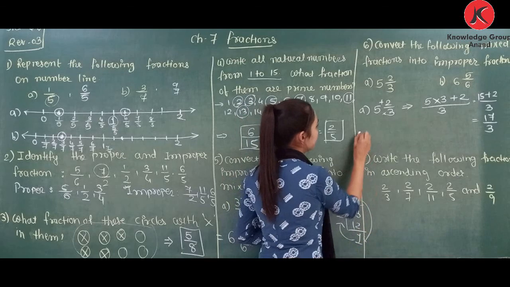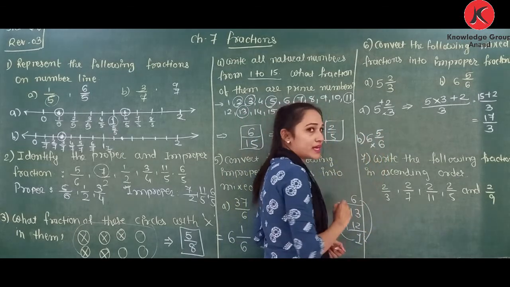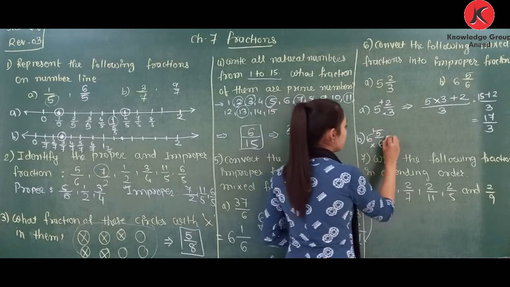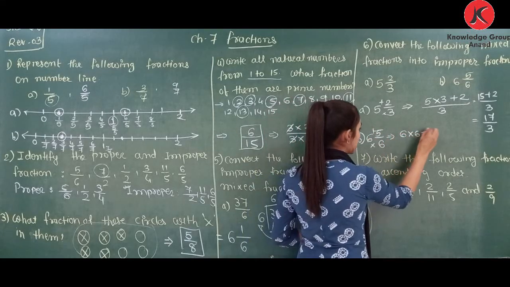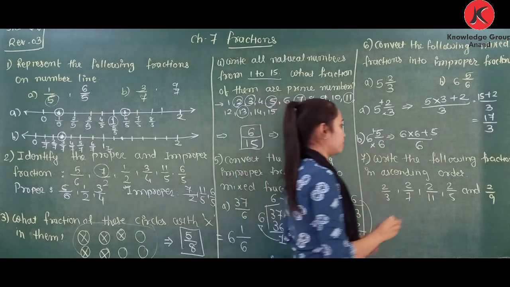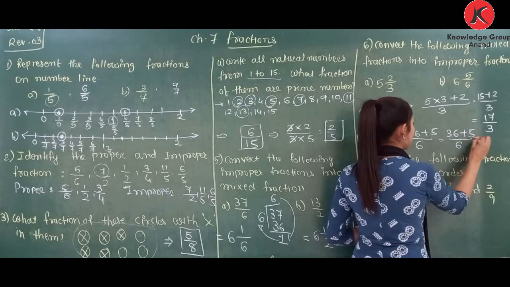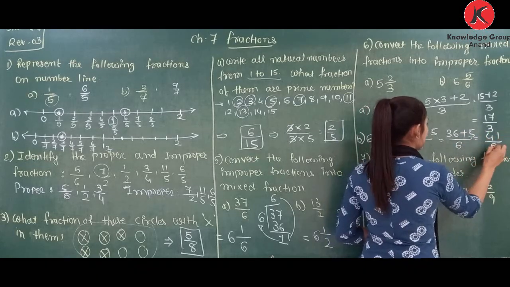For the next one, 6 5 by 6. So this is 6 multiply 6 and plus 5. So it is 6 multiply 6 plus 5, divide 6. Denominator remains the same. So 6 6s are 36 plus 5, divide 6. So it is 41 by 6.